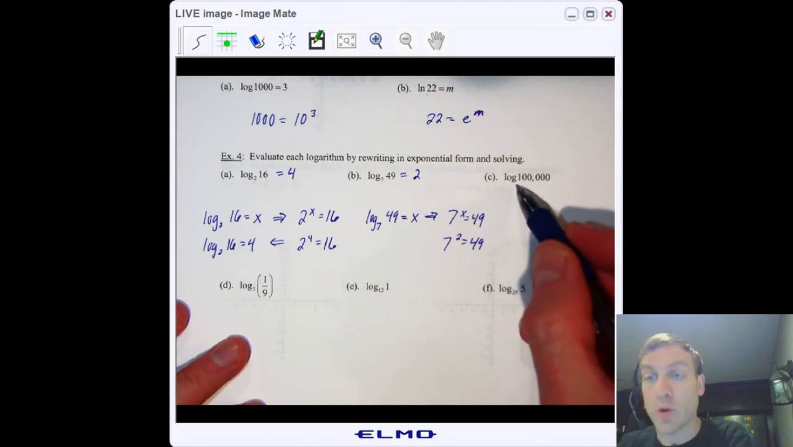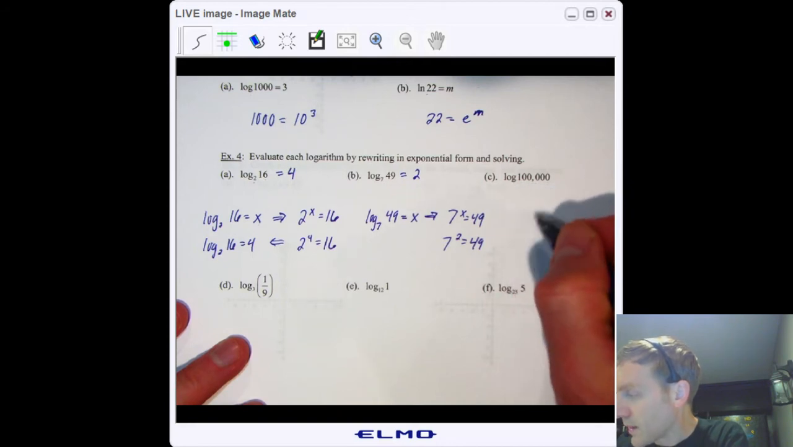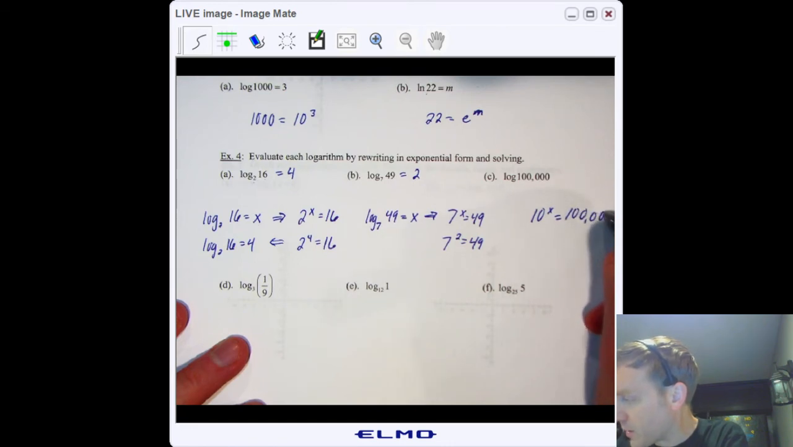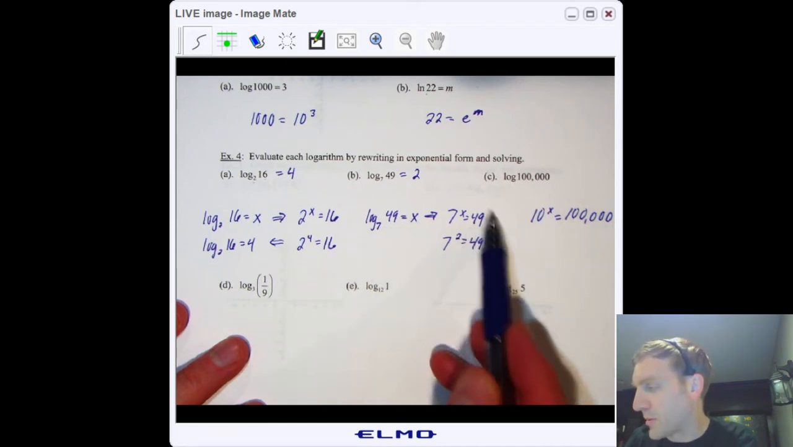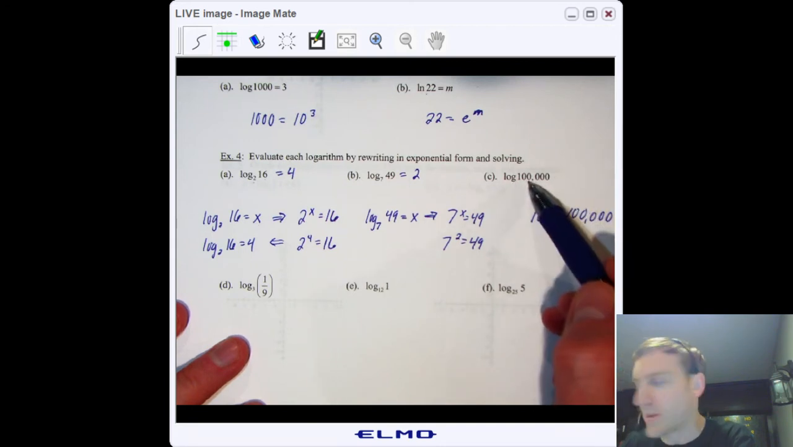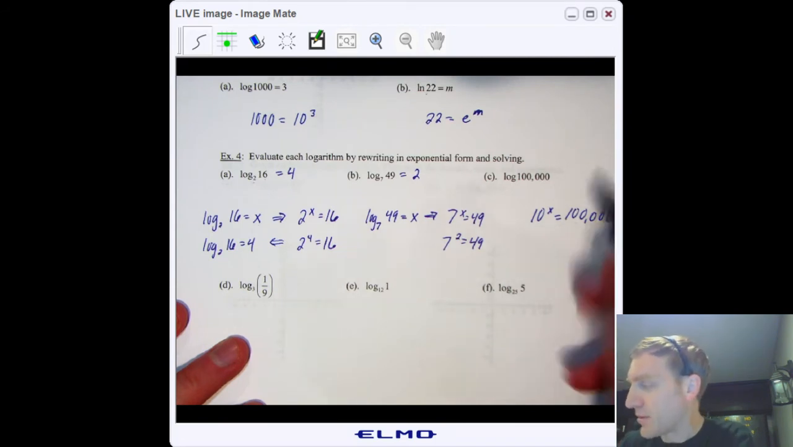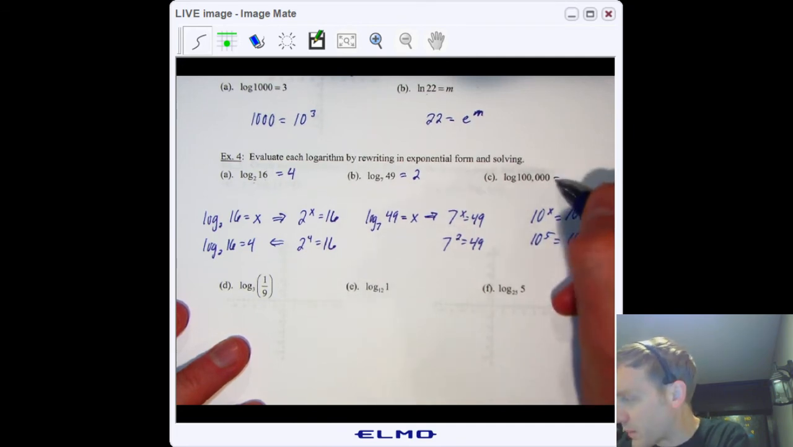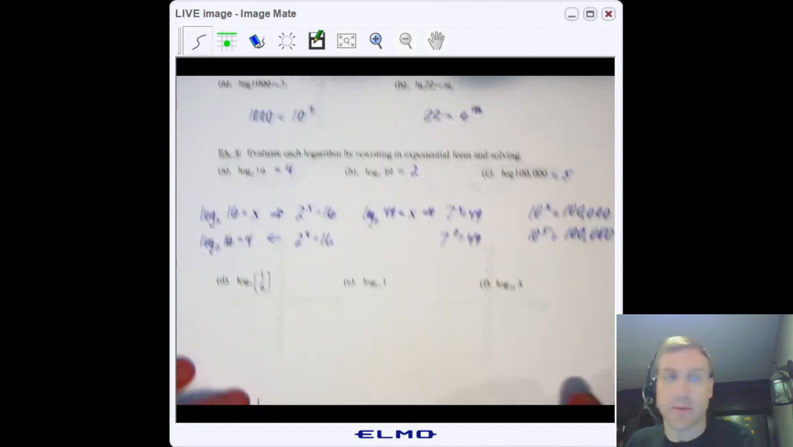Next one. Now there's no base here. That's the common log, which means the base is 10. In exponential form, we want to solve this problem: 10 to the x power is 100,000. I'm not writing the first form anymore, I'm just jumping right to the exponential form. What power of 10 is 100,000? Remember, powers of 10 are easy. Just count the zeros. There are 5 zeros, so that number is 10 to the fifth power. My exponent is 5, so the answer to the log is the exponent. 10 to the fifth power is 100,000.